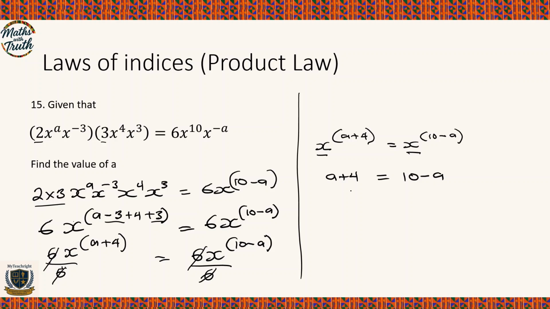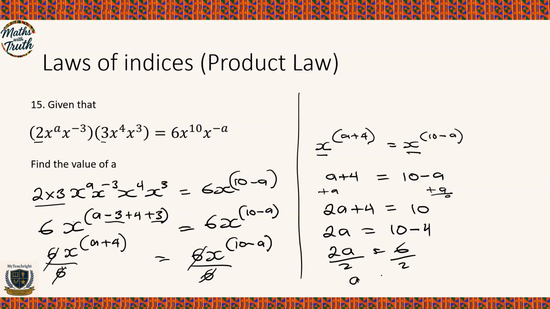And here we have, let's add a to both sides. So we have this plus a, and here plus a. So this will be a plus a, which gives you 2a plus 4 is equal to 10. Negative a plus a will go to 0. And then we subtract 4 from both sides. We have 2a is equal to 10 minus 4, which is 2a is equal to 6. We divide both sides by 2, and a is equal to 3.